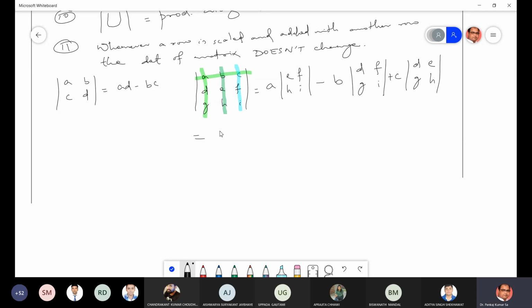And whenever I write it completely, let me write it. A E I minus A H F, or for the sake of symmetry, let me write it in this way. A E I, A F H minus B D I plus B F G plus C D H minus C E G. 1, 2, 3, 4, 5, 6.